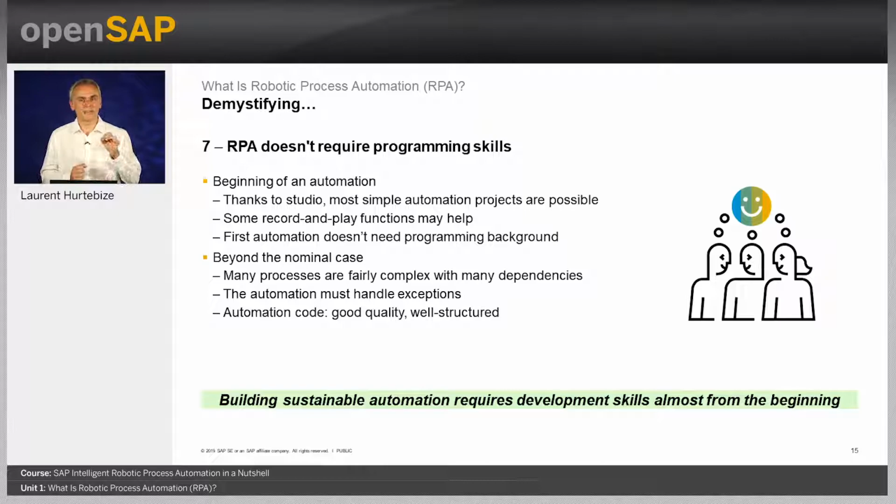Anyway, the point is that beyond the nominal case, the story is a bit more complex. The process may have dependencies with other systems and also exceptions to handle. And fully generated code for a task is self-structured and doesn't easily accept evolving changes, unless you have really good skills. Believe me, building sustainable automation requires skills, and almost from the very beginning.